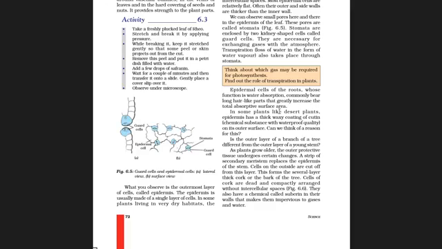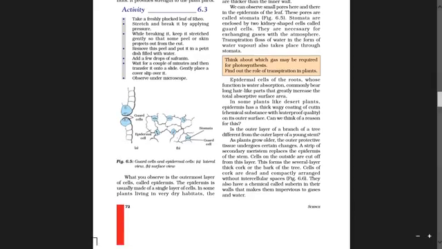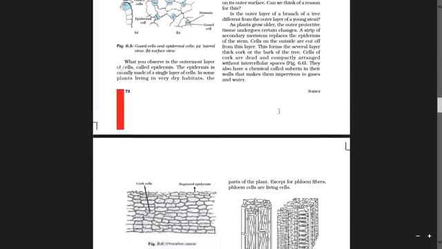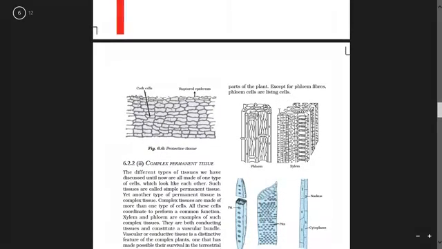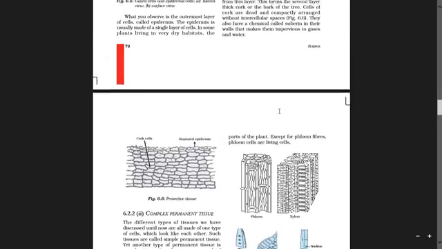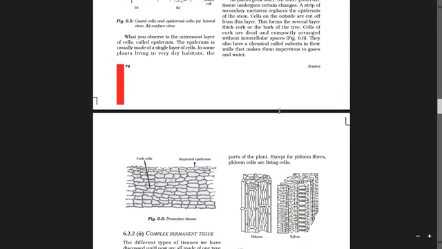They have a chemical called suberin. What is this suberin? It makes the walls impervious to gases and water. Yes, those who have read this after my explanation last week will be able to understand. Okay, so till here we are done with the discussion.